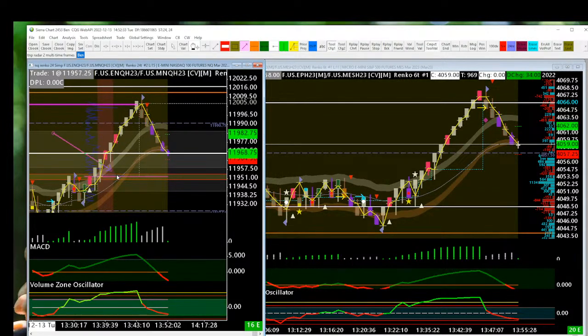It's the micro composite VPOC, and it's sitting right in a low volume node from the footprint. So that's probably where they're headed. Oh, there's also another level here. I forgot all about this one. They could bounce it here. I don't think that's the high. I'll be honest, I don't think that's the high of the afternoon, but it could be.